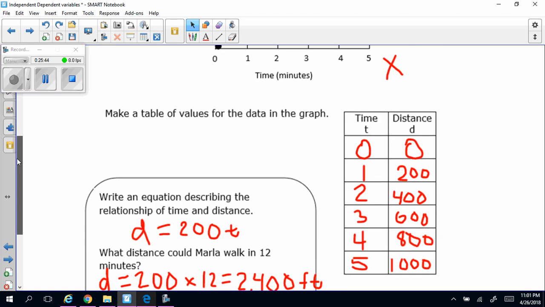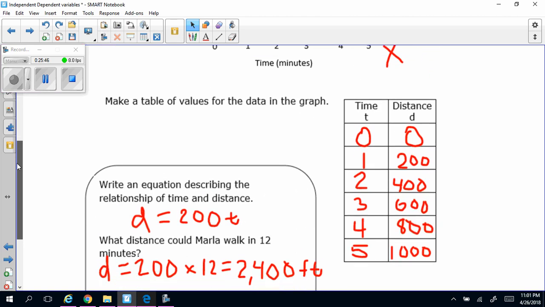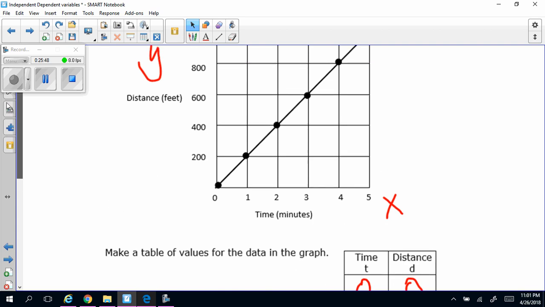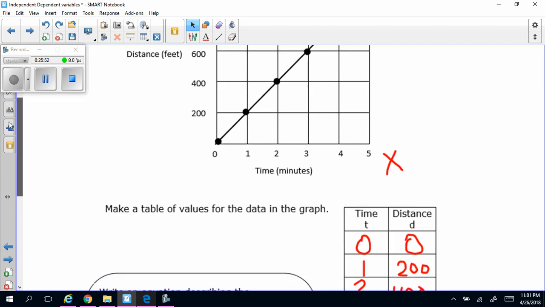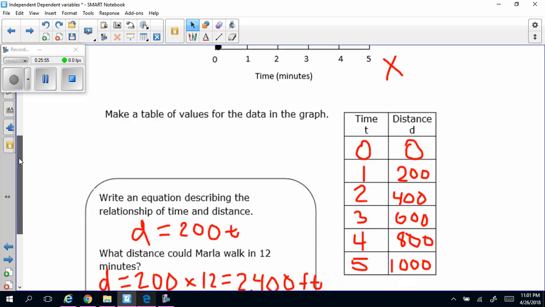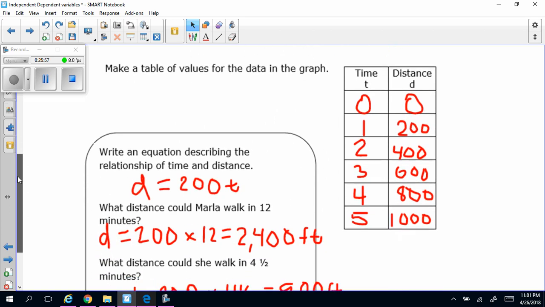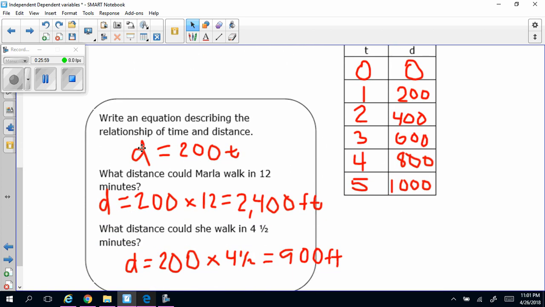So your information should look like mine, where I plugged in the coordinates in my table: 0, 0, 1, 200, 2, 400, and so on and so forth. And I wrote my equation like this. If I plugged in 0 for my time, no time, 0 times 200 will give me a distance of 0 feet.